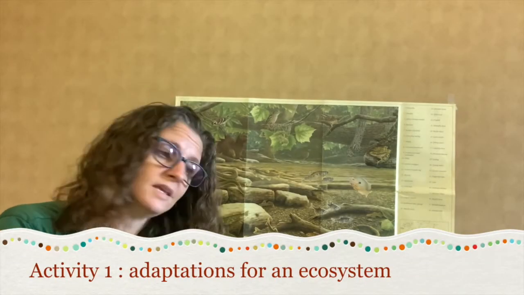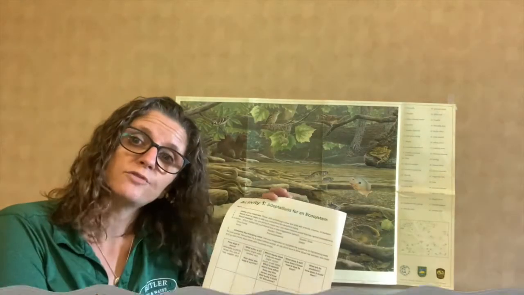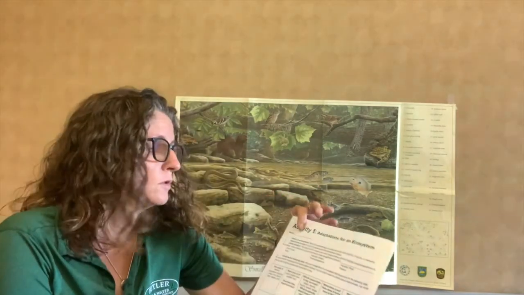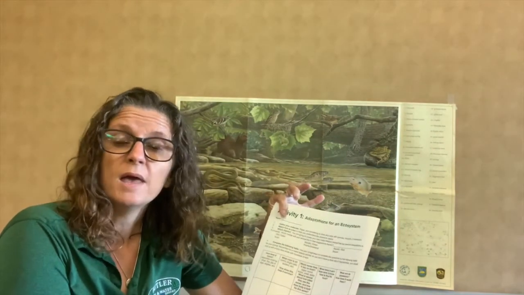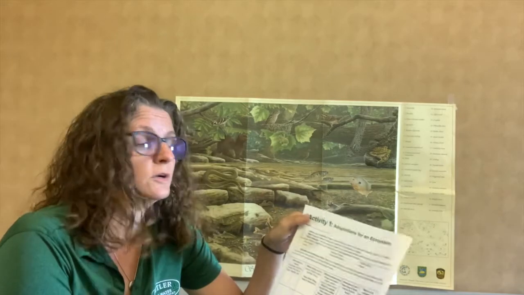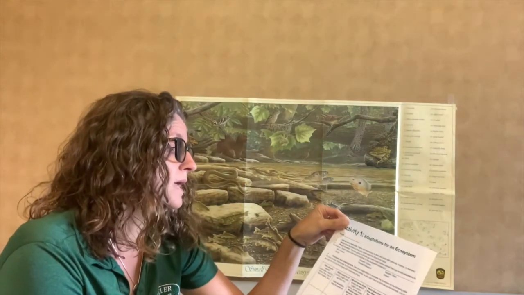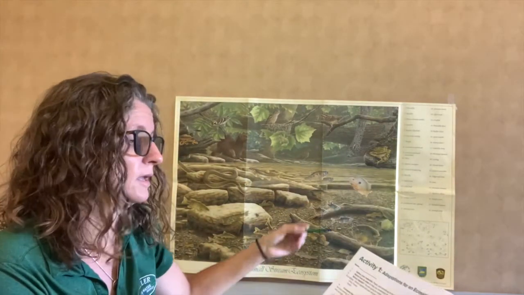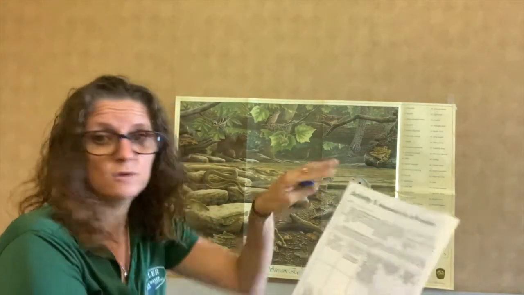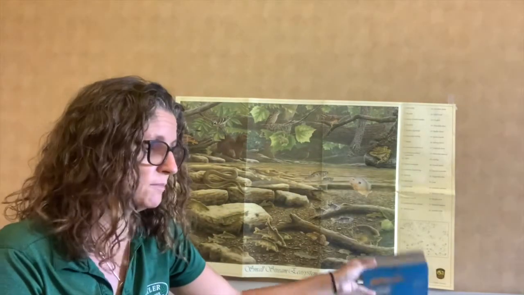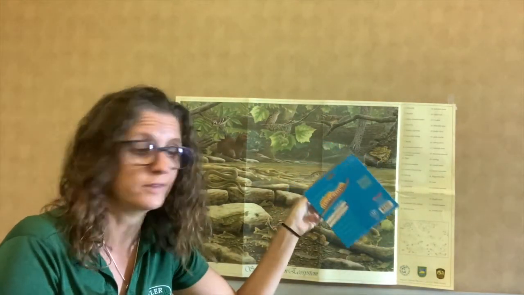Okay, so for this first activity, which is Adaptations for an Ecosystem, it asks you to write your name at the top of the paper and then gather your materials. The materials are going to be something to draw a picture on. I'm going to use the back of the worksheet to save some paper. Then it's asking you to get something to write with for filling out the form, and also something to draw with, and I'm going to use markers for that.